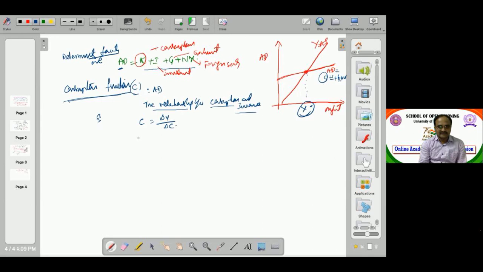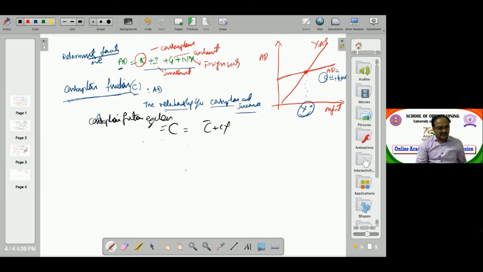Or in the case of a function, C is equal to C intercept plus cY. This is also how you can write it. But at this point we cannot discuss this, because we are going to get confused. So this is the consumption function equation, which I can write here in another color, black. The consumption function equation is C is equal to C intercept plus cY.